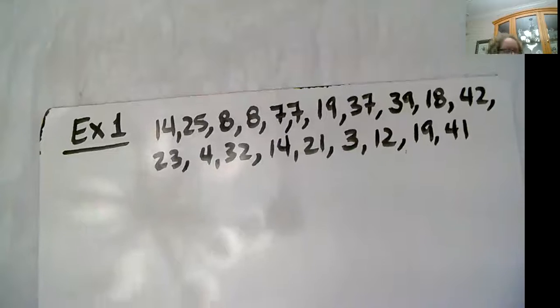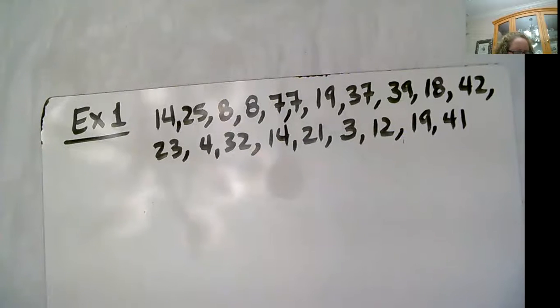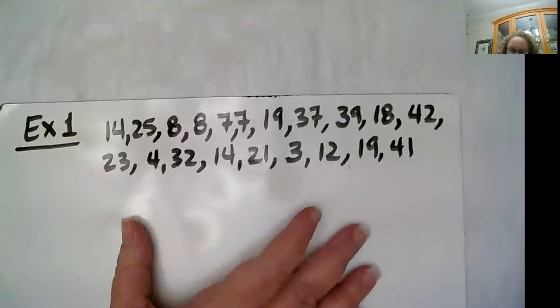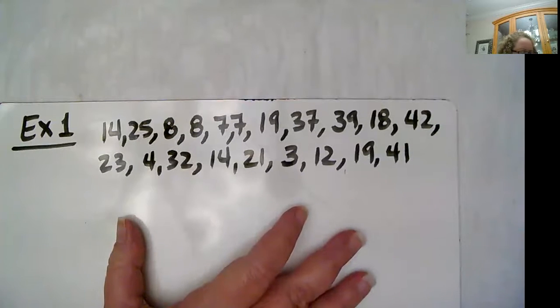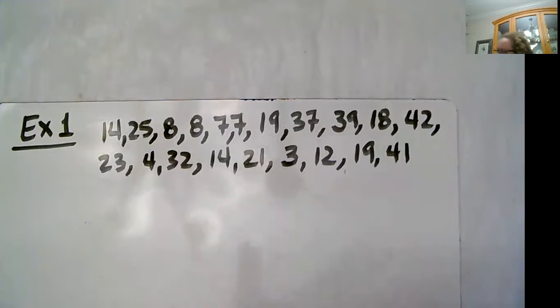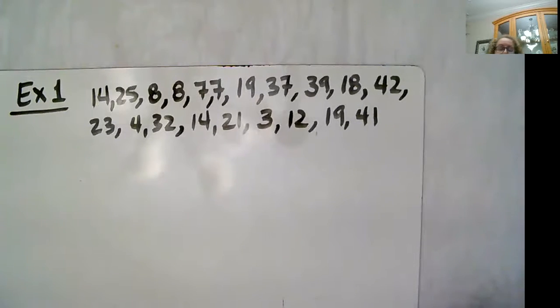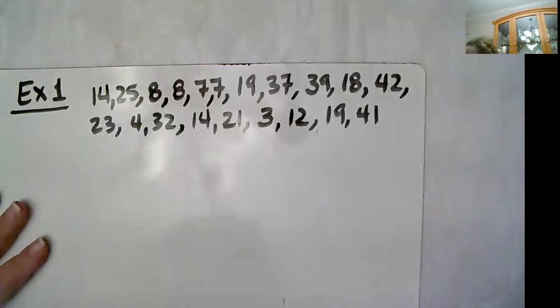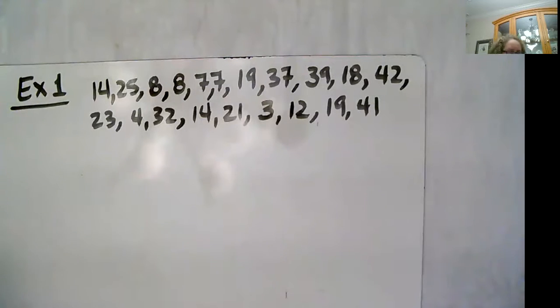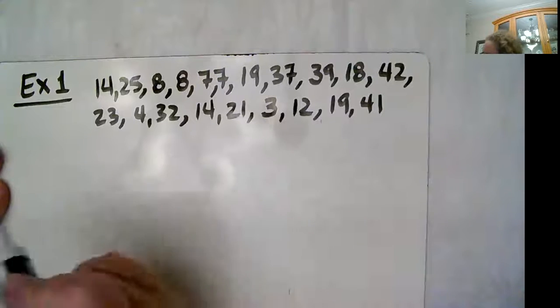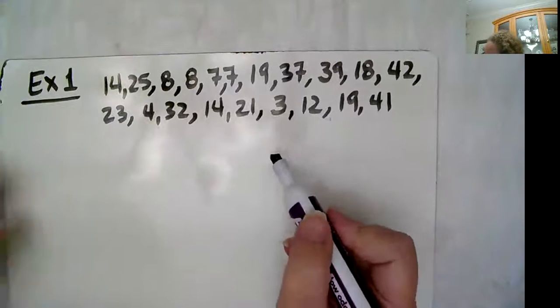Example 1 says the number of home runs hit by the 20 baseball players with the best single season batting averages in Major League Baseball since 1900 are listed below. It wants us to make a stem and leaf plot of the data. So here are all the numbers. When you make a stem and leaf plot, the first thing you have to do is take all your data and put it in number order from least to greatest. So we're going to do that first.